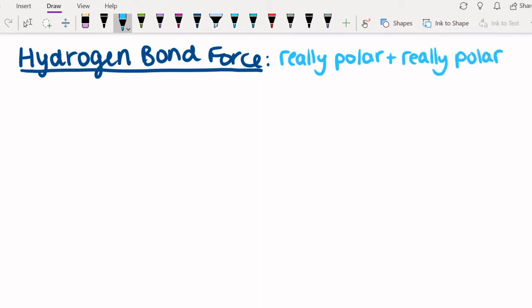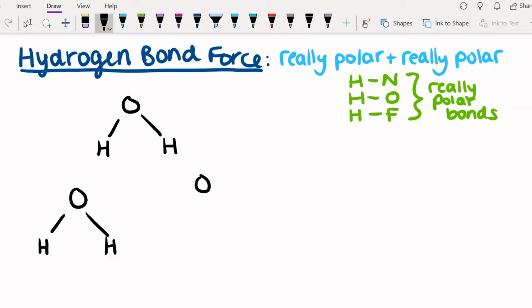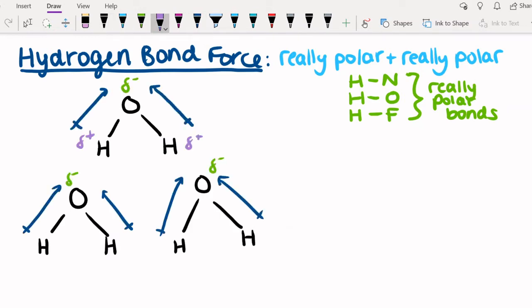Hydrogen bonds are a type of intermolecular force that exists between polar molecules. Bonds between hydrogen and nitrogen, hydrogen and oxygen, and hydrogen and fluorine are very polar because nitrogen, fluorine, and oxygen are really, really electronegative. Hydrogen bonds are like dipole-dipole interactions, but stronger because they involve more polar bonds.